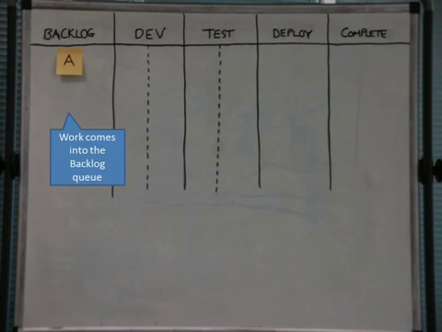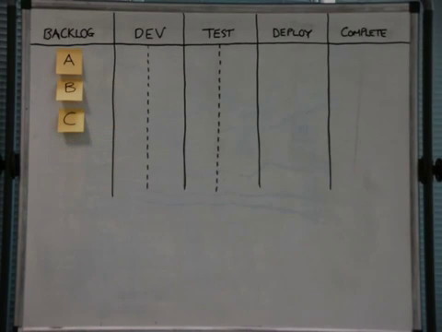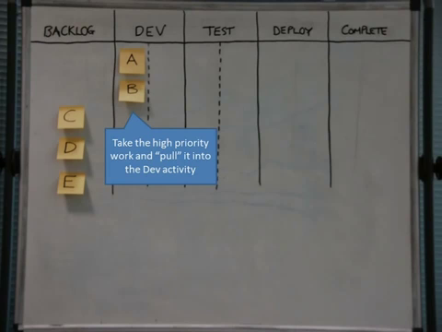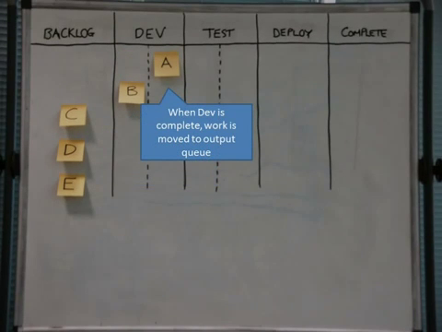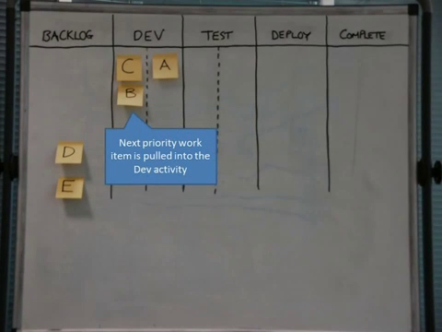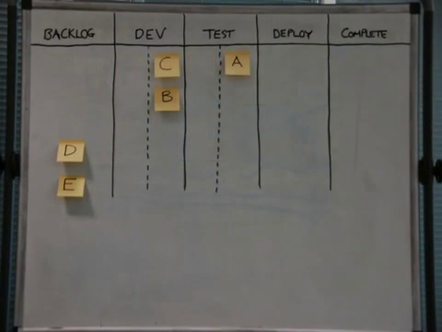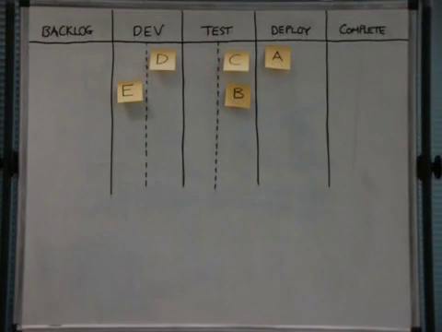The work comes into the backlog there, feature A, or user story A, and it builds up. And then we put the development team on. And what they do, they take the high priority work there and pull it into development, so they start working on it. And when it's done, they move it to the right of the dashed line. So it's ready, it's a queue for the testers. So when that's done, the development will then pull another work item in. Once they've done that, the test picks up the work and starts working on it. And the work there starts flowing down the board.